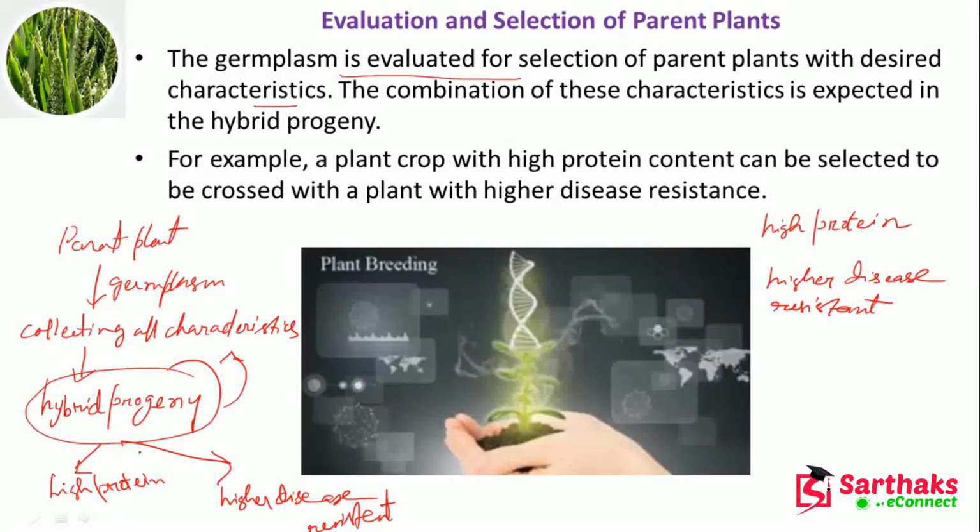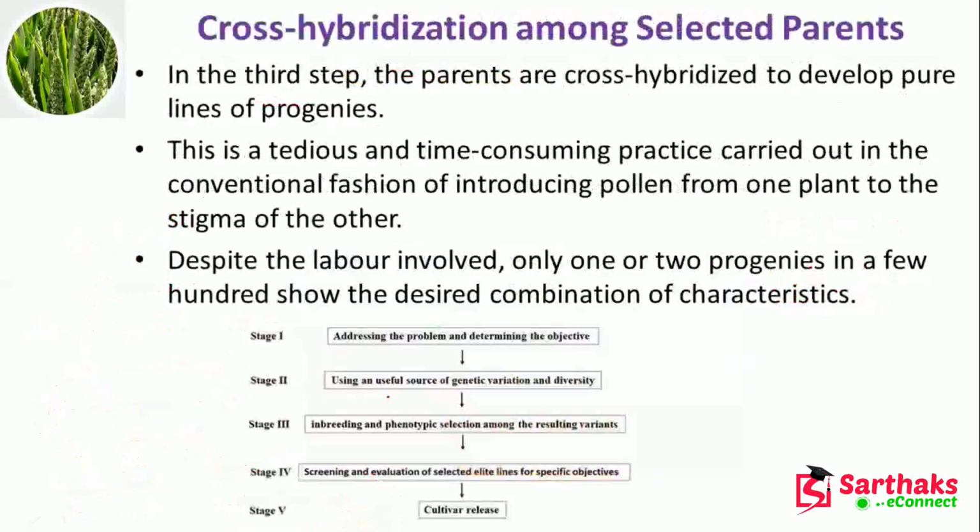crop with high protein I have to take, and a plant crop with higher disease resistant I have to take. Then we have to collect these two characteristics, right? We have to collect these two plants, then we have to cross. Okay, so this is the first step. Now the cross hybridization among the selected parents.